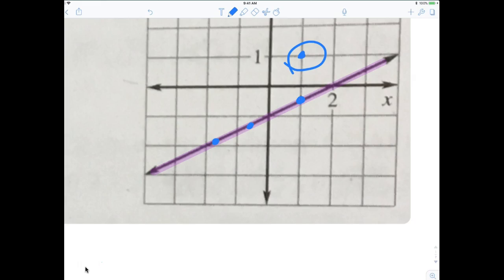So we say there's an infinite number of solutions. All right, we can't list them all, but we can see them all, and it's any point that's on that line. Is everybody good with that? Yes. All right, very basic.